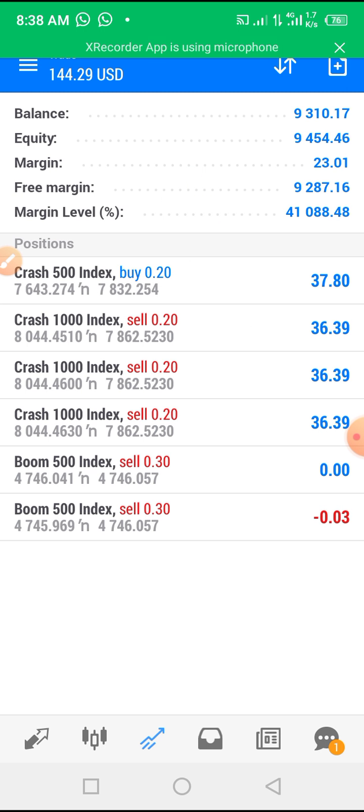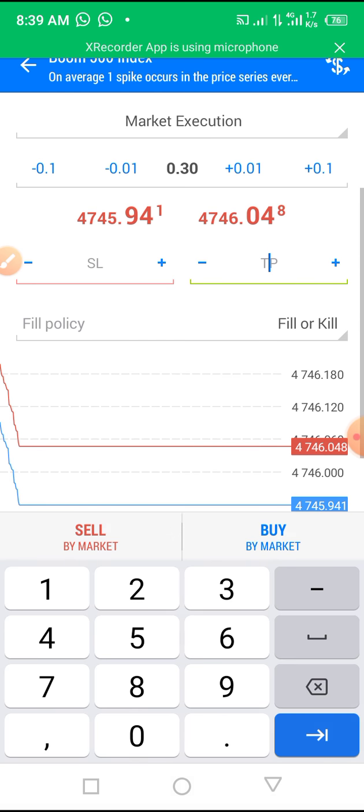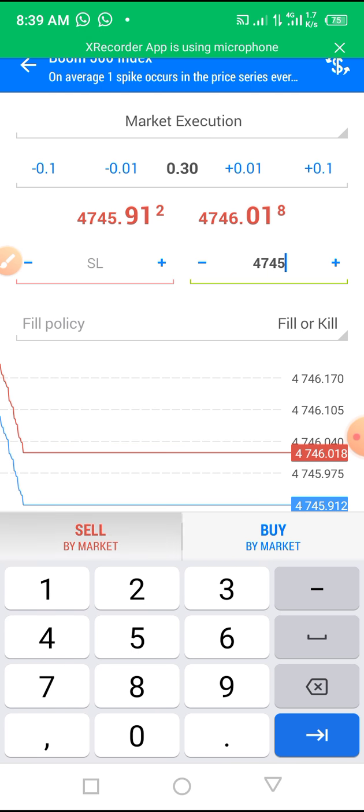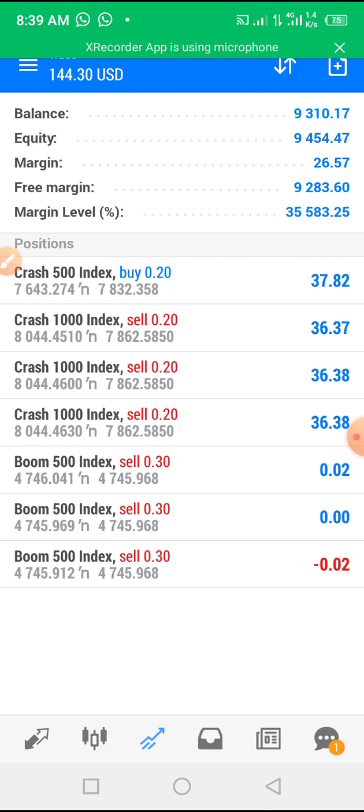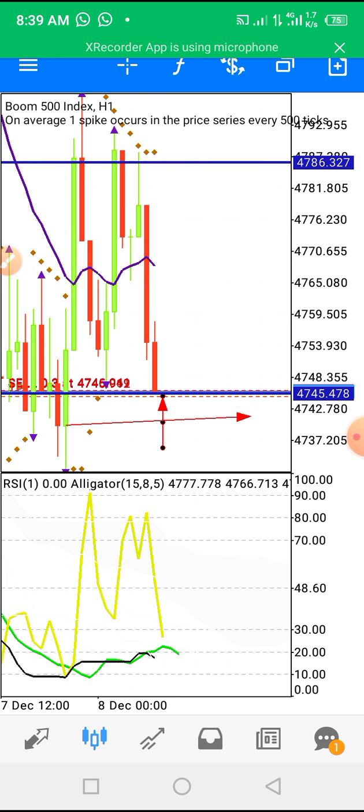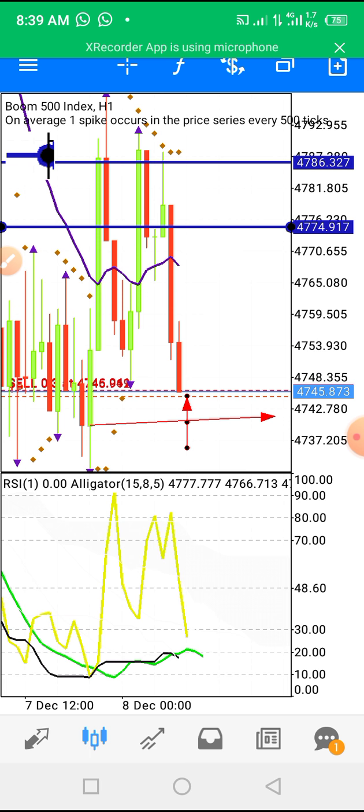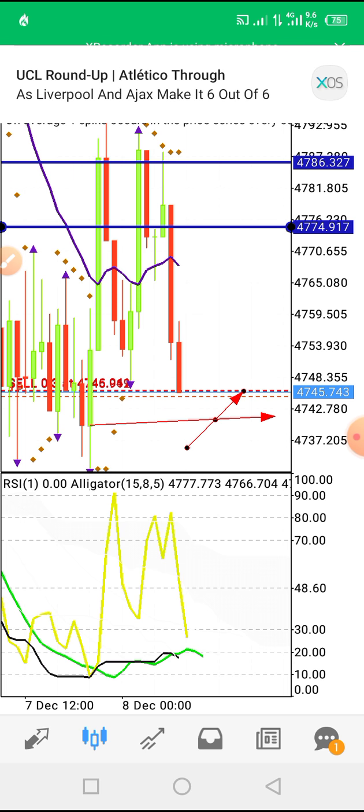Okay, I can put as many as I can depending on your equity. 47.45, sell. So when all these get to that same price level, they will close immediately. If the price pushes to this price level, they will close immediately. You see this dotted line, that is the take profit. So when everything gets there, they will just close.